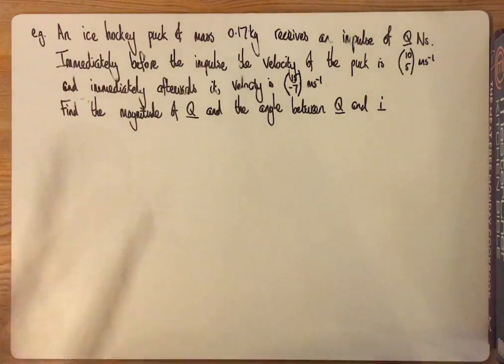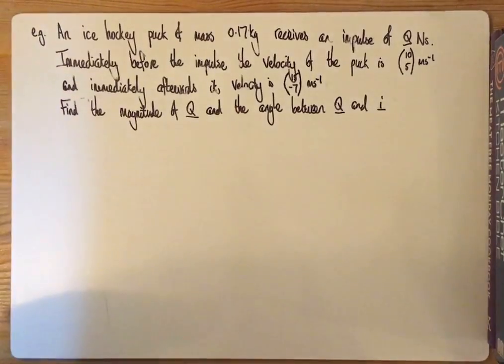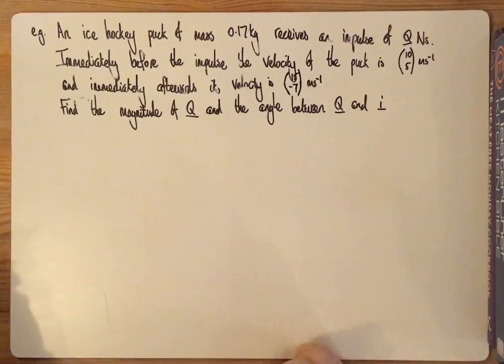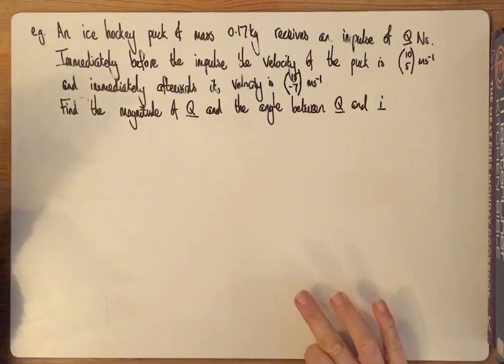Okay, third example. We've got an ice hockey puck of mass 0.17 kilograms, which receives an impulse of Q. Immediately before, velocity is 10i plus 5j. Immediately after, it's 15i minus 7j. And we want the magnitude of Q and the angle between Q and i. I don't think it's anything too complicated here, but I'll go through it anyway.